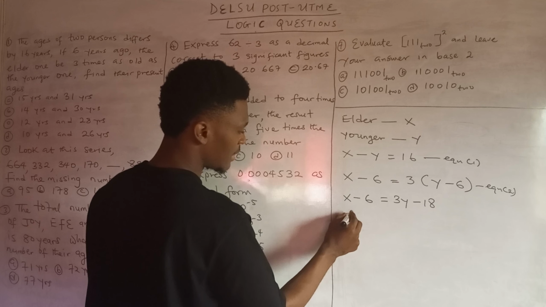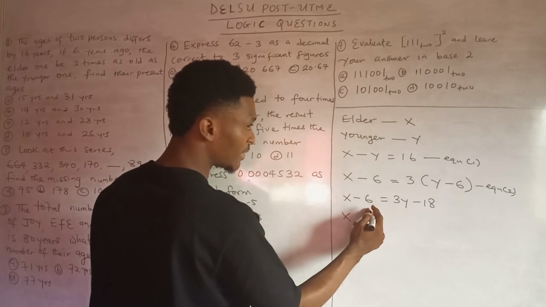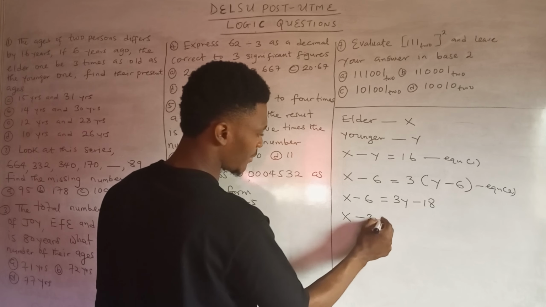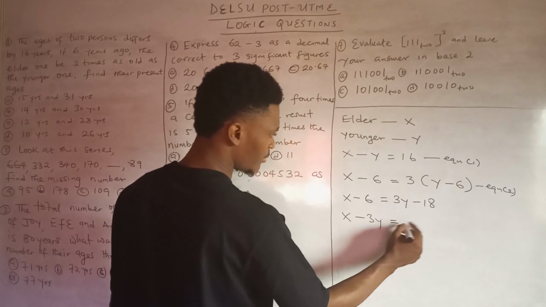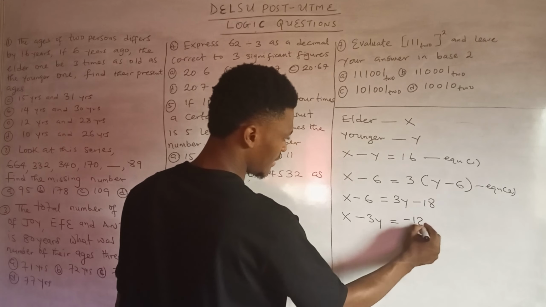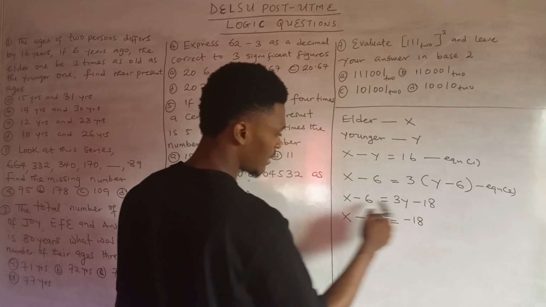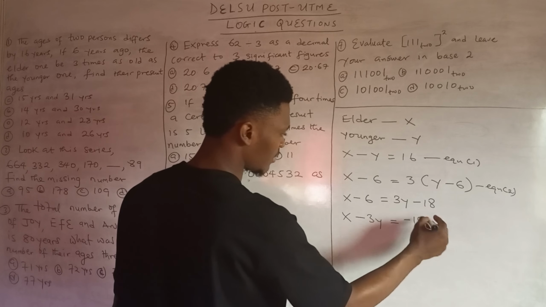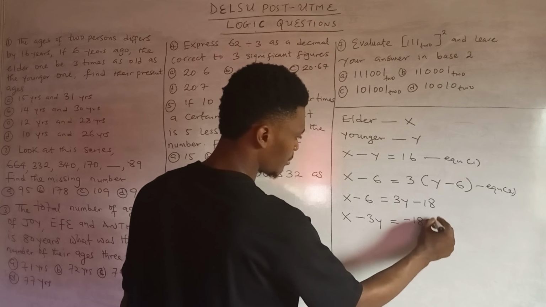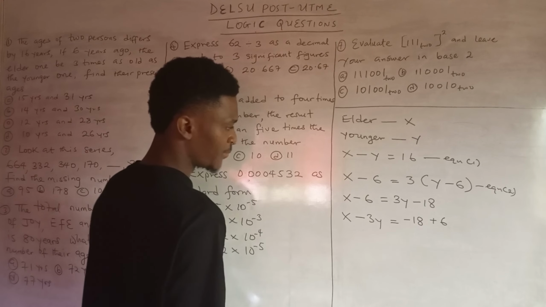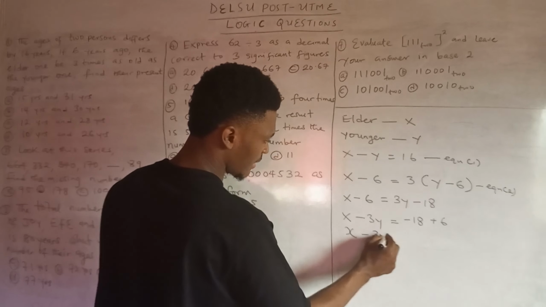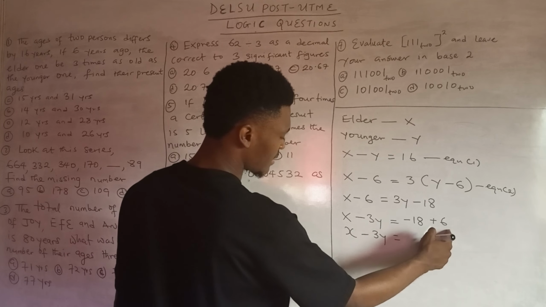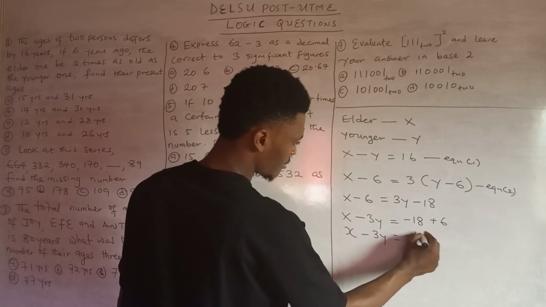So that becomes x. If you bring the 3y in, it becomes minus 3y because this is positive. So when it crosses to this side, it turns negative. So equal to, we are left with minus 18. When this one left, we were left with this one. So this minus 6, when it crosses to the other side, the minus will change to plus 6. All right. So that becomes x minus 3y equal to minus 18 plus 6. That should be minus 12.